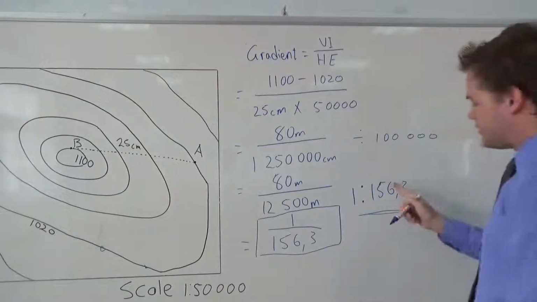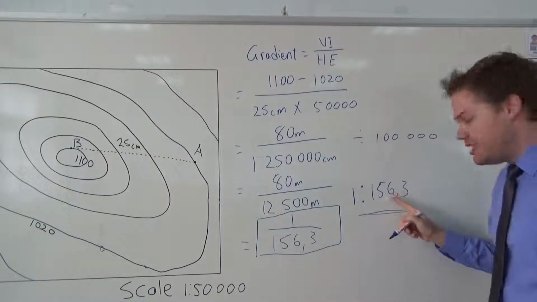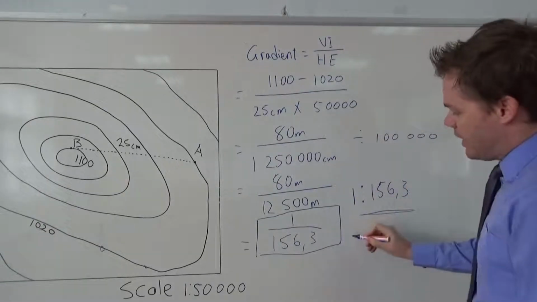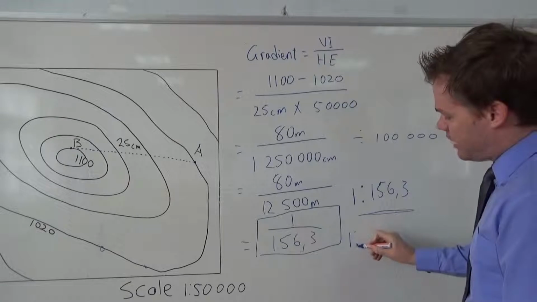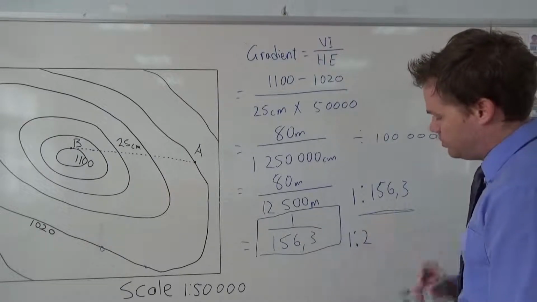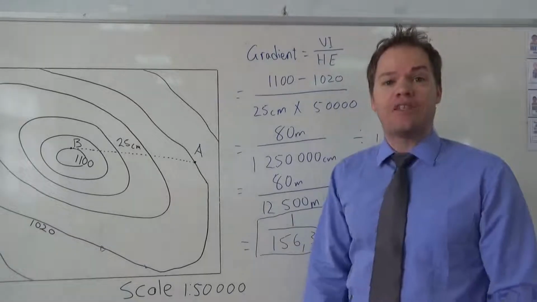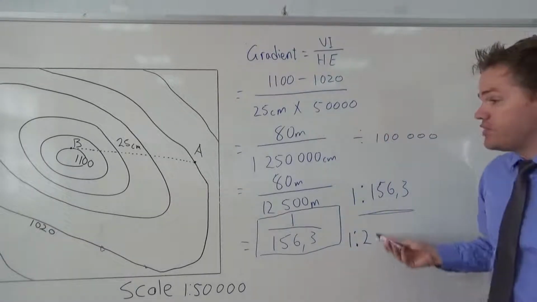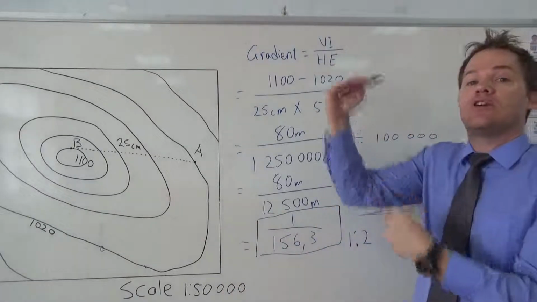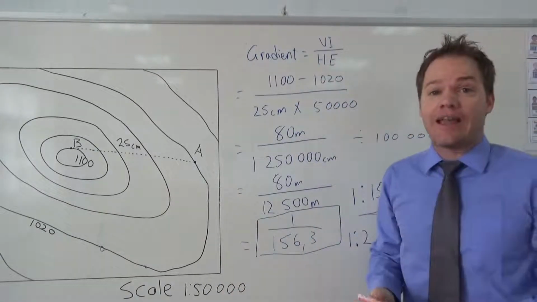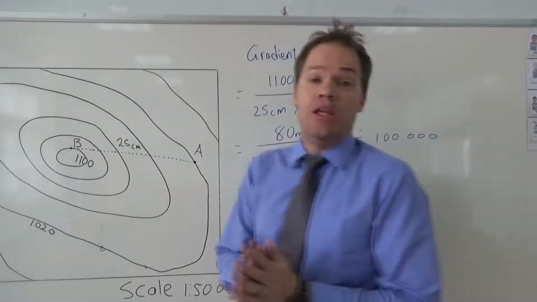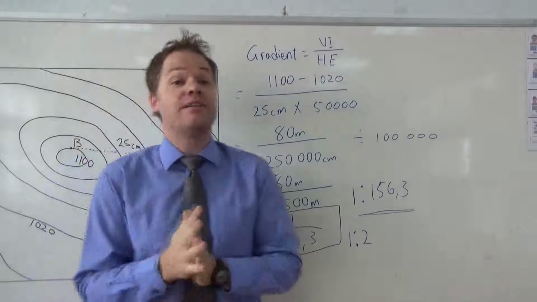So the smaller this number here, the steeper the slope. So let's say there's another gradient and the answer is 1 to 2. Then it means the slope is very steep, because for every 2 meters that you travel from point X to point Y, there's an increase in height of 1 meter, and that is quite steep. So I hope you understand how to calculate a gradient now.